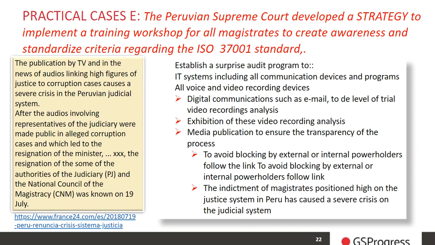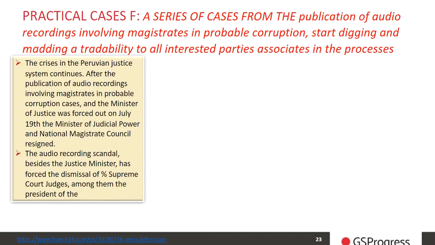So based on that, like we say here, the crisis in the Peruvian justice system continues after the publication of audio recordings involving magistrates in probable corruption cases, and the Minister of Justice was forced out on July 19. The Minister of the Judicial Power and the National Magistrate Council resigned, and now they are in a trial.